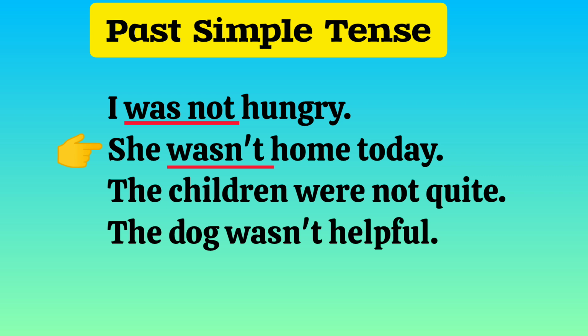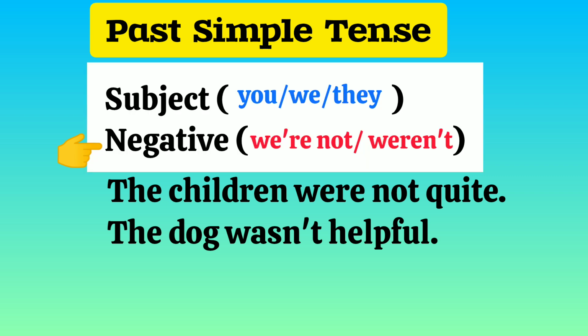So here also I have used wasn't. That is a contraction of was not. She wasn't home today. But if the subject is you, we, they, we use the negative form were not or weren't. Let us have a look.